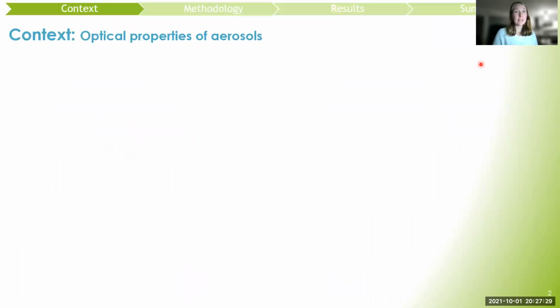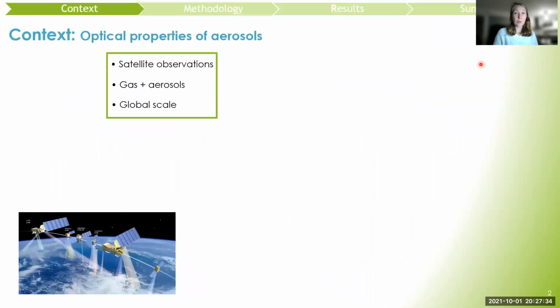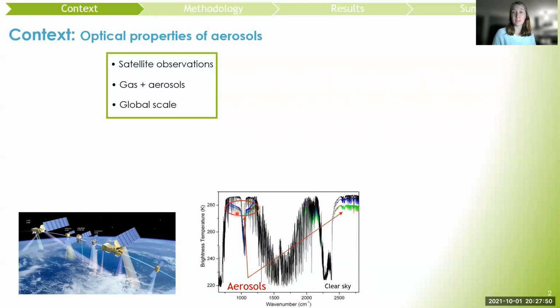So first, let's focus on the optical properties of aerosol. The atmosphere can be recorded using remote sensing and especially from satellite observation. With an onboard spectrometer on a satellite, it's possible to record gas and aerosol at the same time over a global scale. An example here, where we have a spectrum with the clear sky and a spectrum with the aerosol contribution. So there is a difference.